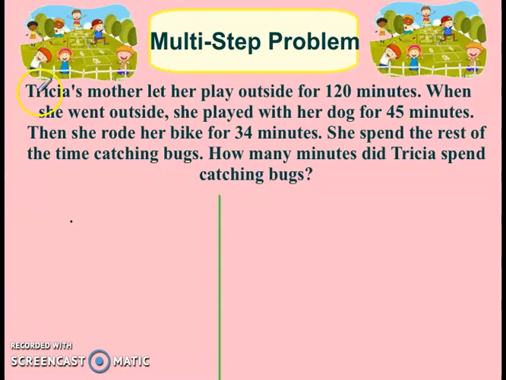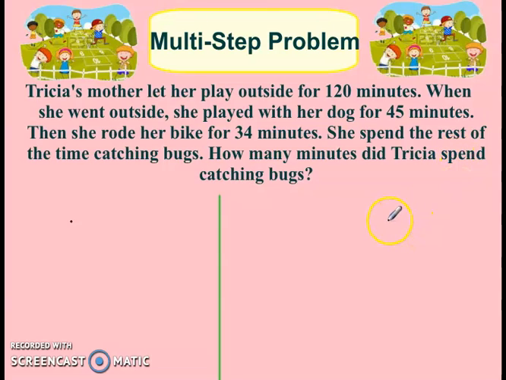Let's look over the problem together. Trisha's mother let her play outside for 120 minutes. When she went outside, she played with her dogs for 45 minutes. Then she rode her bikes for 34 minutes. She spent the rest of the time catching bugs. How many minutes did Trisha spend catching bugs?